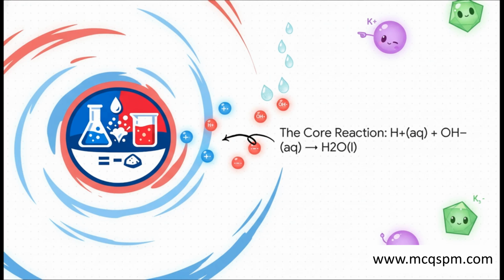And this right here, this is the main event. This simple ionic equation is the true heart of every single neutralization reaction. You take one H+ ion from the acid, you combine it with one OH- ion from the alkali, and what do you get? A neutral water molecule, H2O. All those other ions, like the K+ and NO3- you see here, they're just watching from the sidelines. We call them spectator ions for a reason.